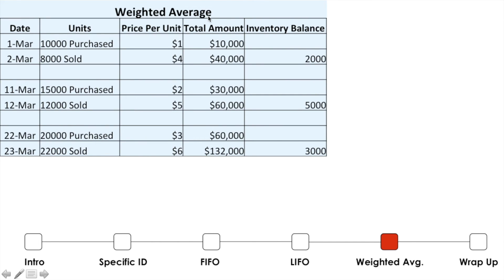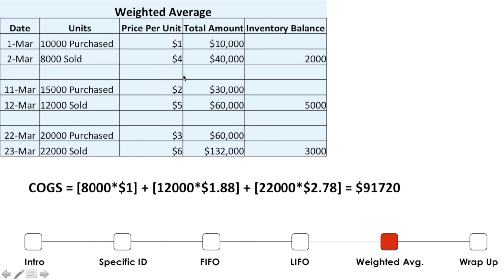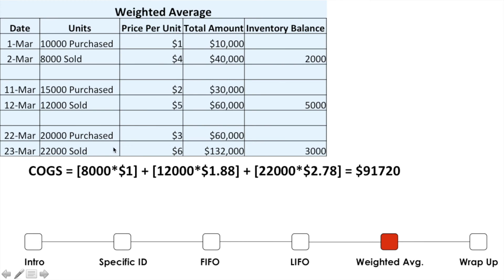With weighted average, you calculate the average cost of each unit and multiply it by the total number of units when calculating COGS. So we do 8,000 times $1 once again, because the average cost of each of these 10,000 units is $1, for a balance of 2,000. And then these get carried over. And then we have to calculate our new average cost per unit. So we do 2,000 times $1 plus 15,000 times $2 for 30,000 divided by 17,000 units to give us an average cost per unit of $1.88.